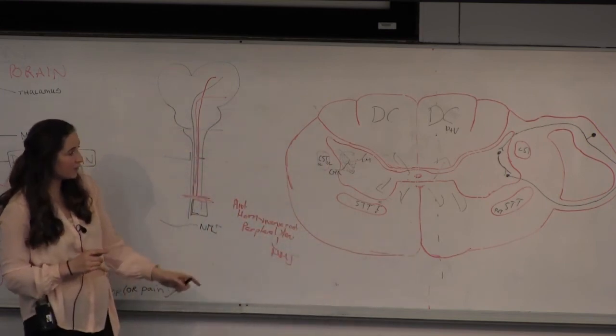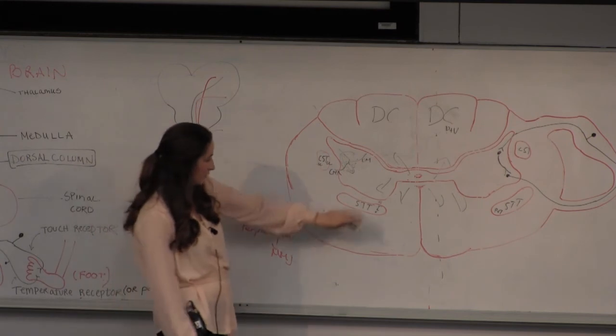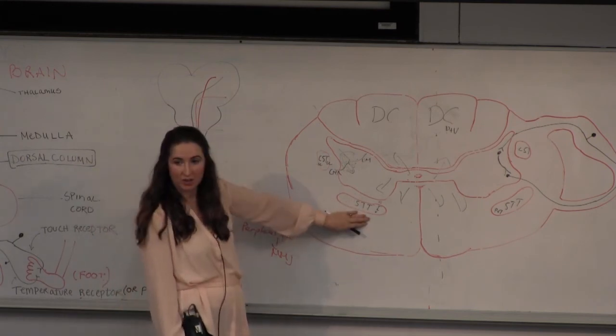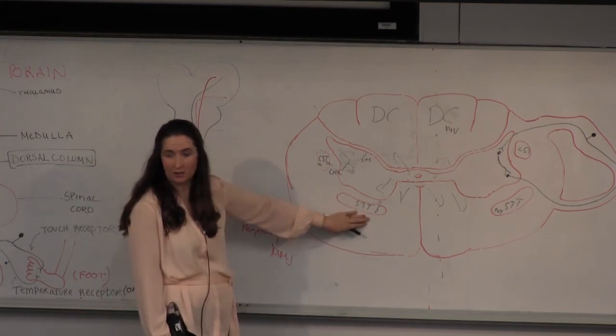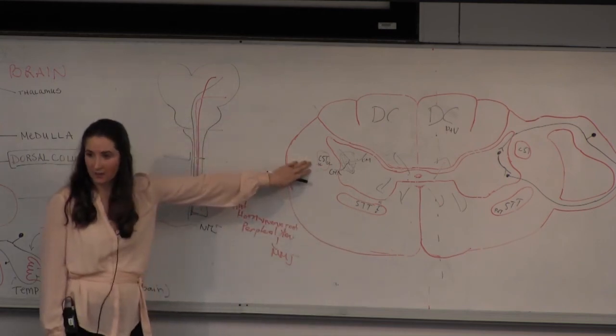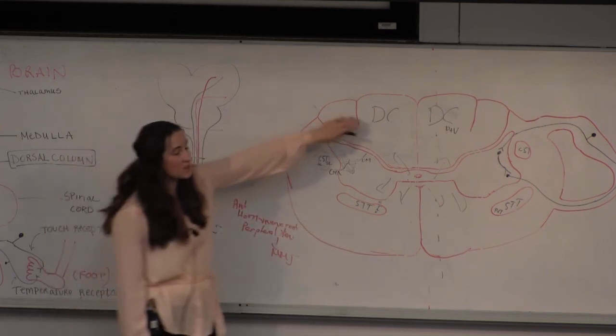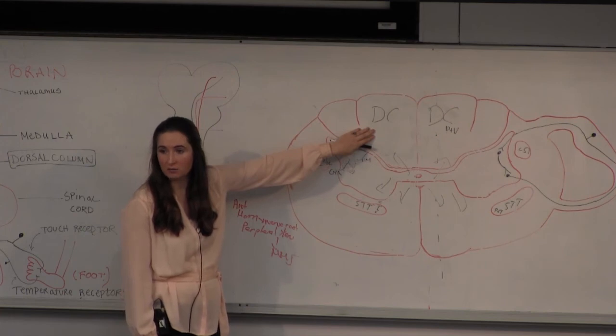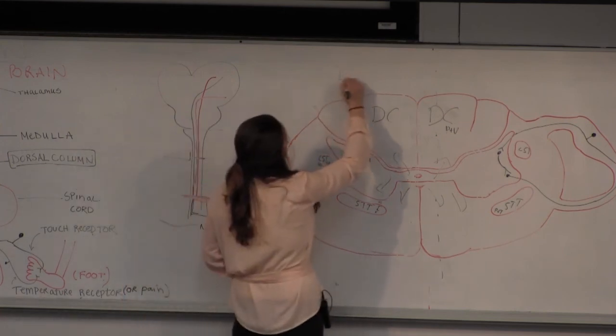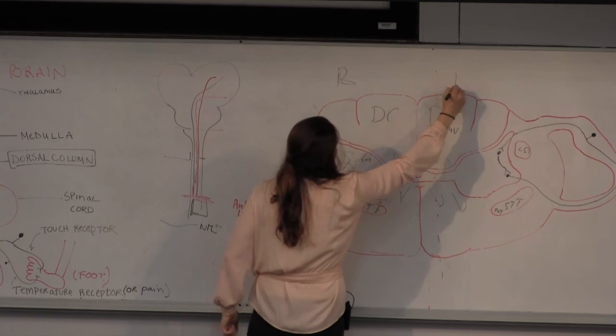So we have here now loss of spinothalamic tract. Everything's happy. That's gone. Yeah? Corticospinal tract. That's gone. Yeah? And dorsal columns are gone. Okay? And this is the person's right side. This is the person's left side.